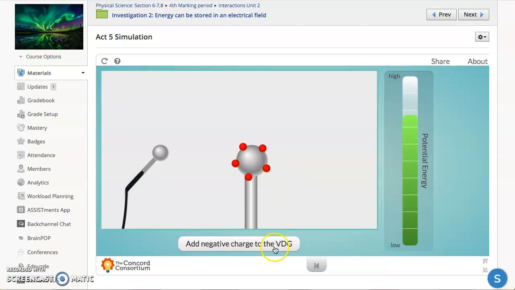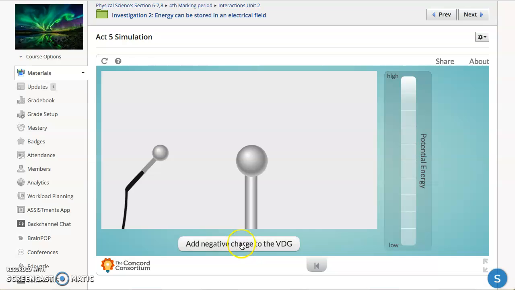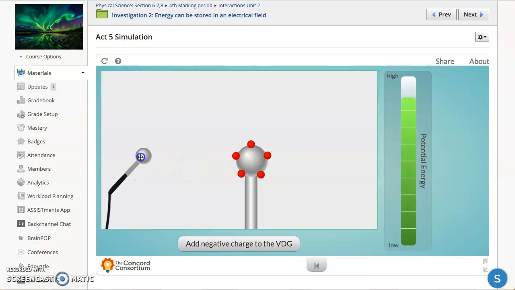So I can add negative charges. You can't add any more than 5. I start with no potential energy, and as I add electrons, not only do they spread out evenly around the Van de Graaff, but they remove the potential energy. And I can move this wand around.